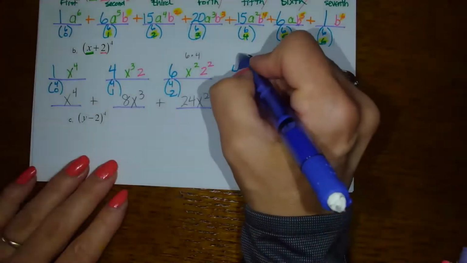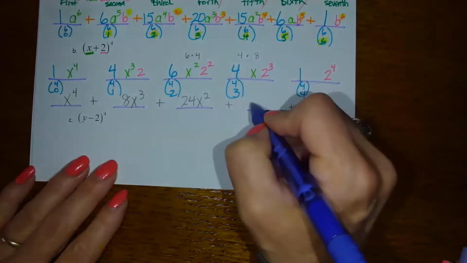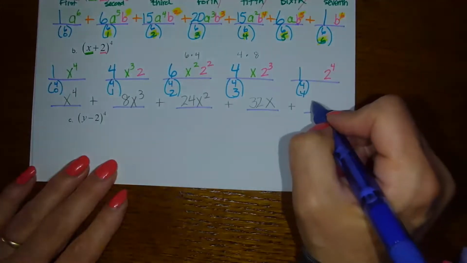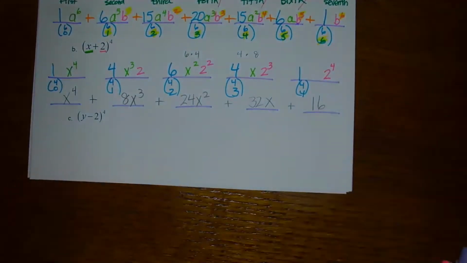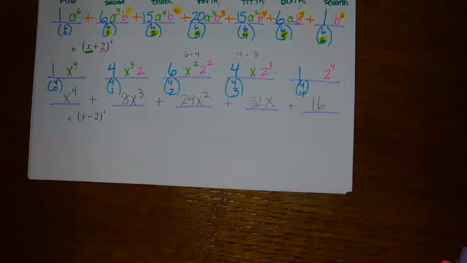This is 2 cubed, so that's 4 times 8. So that's what? 32 with my x. And this is 2 to the 4th. That's still not hard, is it? Much better than taking x plus 2 out 4 times and multiplying it. Is that okay?